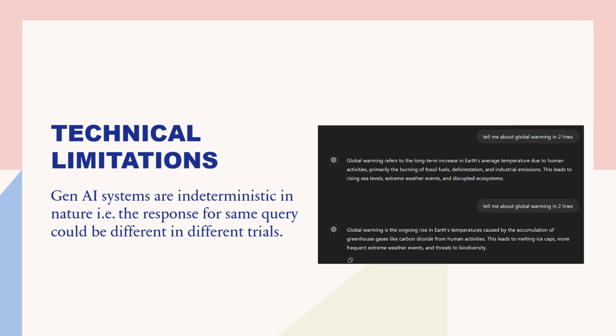Next category and the final category is technical limitations. So generative AI systems are indeterministic in nature. That is, the response for the same query could be different in different trials. Similarly, there are many other technical limitations of generative AI tools which require caution from users' side before relying on content generated by generative AI tools. So in this example, we can see that for the same query, the generative AI tool has generated different outputs.